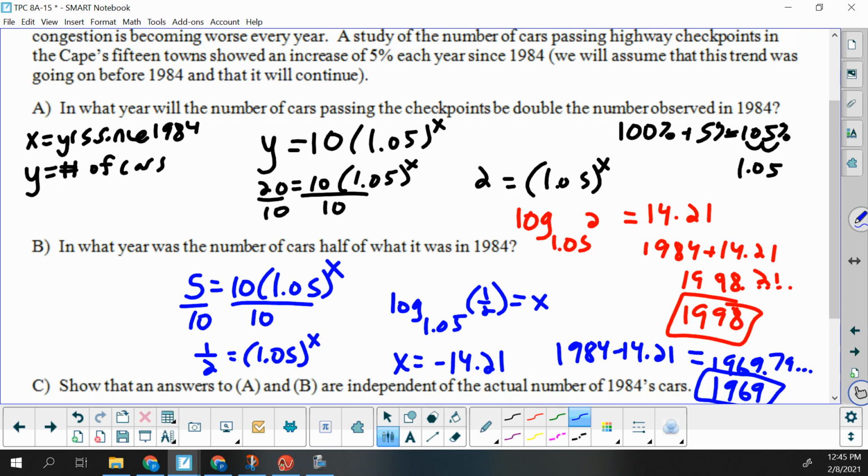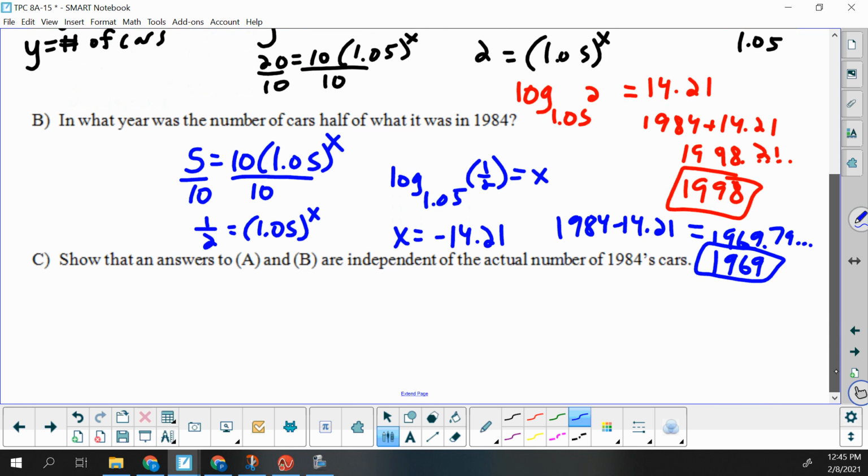A common error is people will say, oh, well, it was just 14 calendar years later for the doubling, so 14 calendar years back. You've got to go backwards that 0.21 and it switches the year. If you go forwards 0.21, it's still the same year.